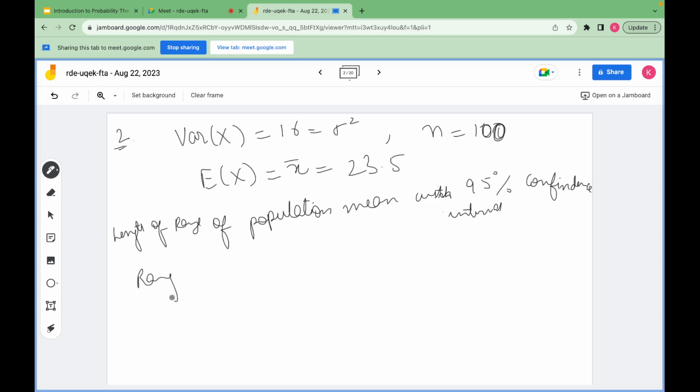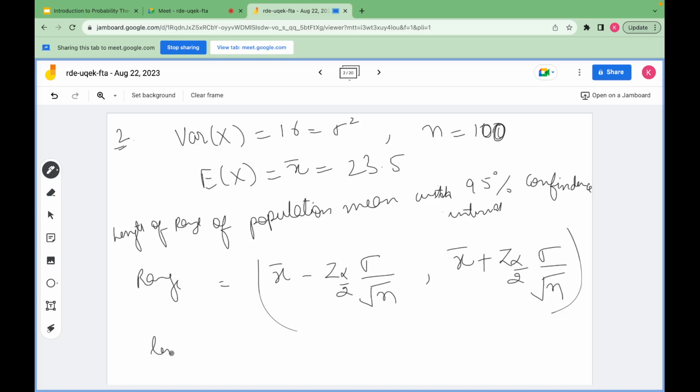So the range is x bar minus z alpha by 2 sigma upon root n to x bar plus z alpha by 2 sigma upon root n. The length of the range will be the higher limit minus the lower limit, this thing minus this thing. So this is nothing but 2 times z alpha by 2 sigma upon root n.